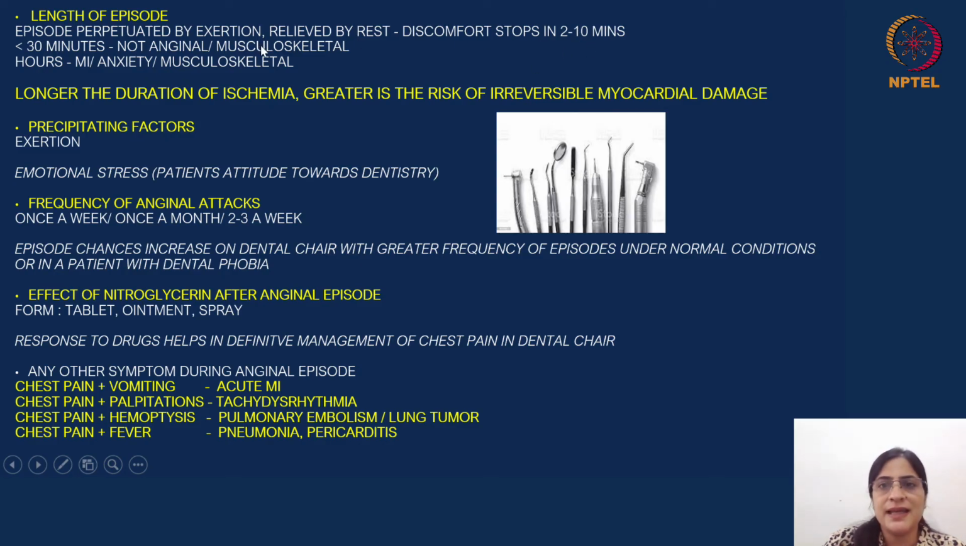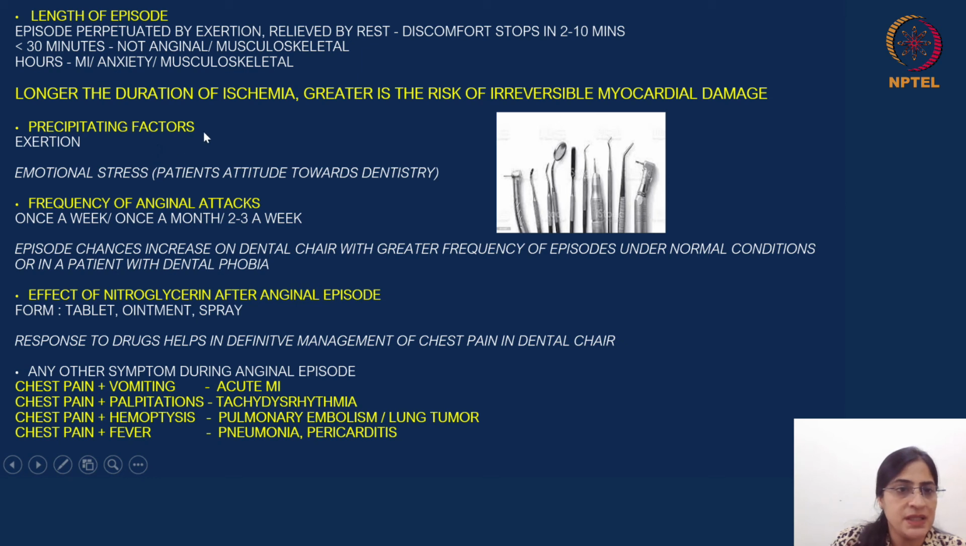If the pain goes on for more than 15 minutes, up to 30 minutes, it is not an anginal pain. It could be musculoskeletal. And if the pain is going up to hours, it can be myocardial infarction, or it can be when the patient is over-anxious, or a musculoskeletal pain. We must understand that the longer the duration of ischemia, the greater the risk of irreversible myocardial damage. Basically, angina pectoris, untreated and unattended, can lead to myocardial infarction.